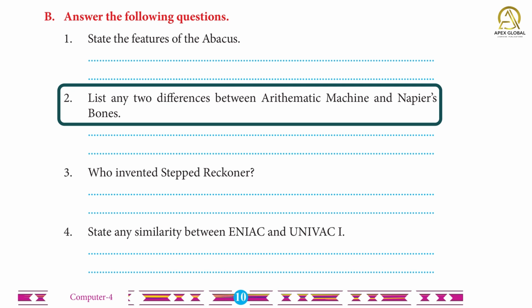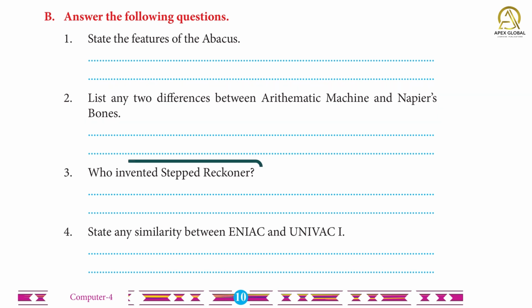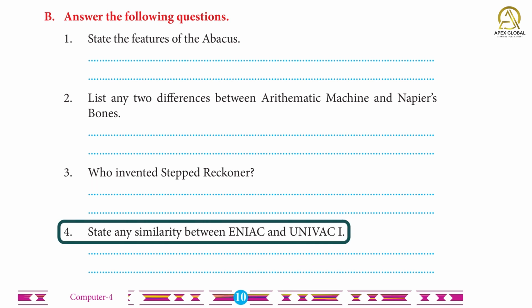Arithmetic machine: it made addition and subtraction easier. Napier's bone: it made multiplication easier. 3. Who invented stepped reckoner? Answer: German scientist Gottfried Wilhelm Leibniz created stepped reckoner. 4. State any similarity between ENIAC and UNIVAC I. Answer: the similarity between ENIAC and UNIVAC I is that both are general-purpose digital computers.